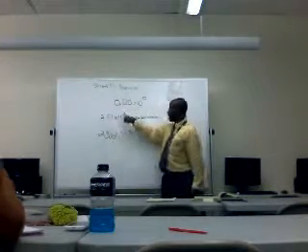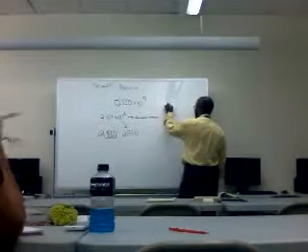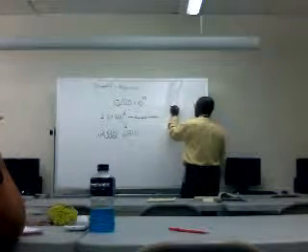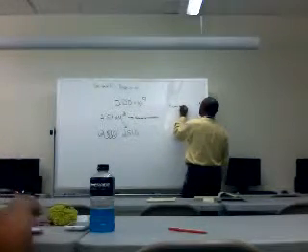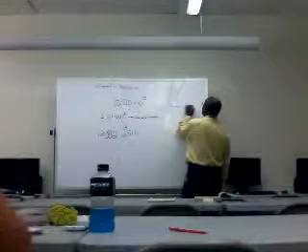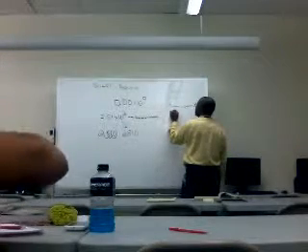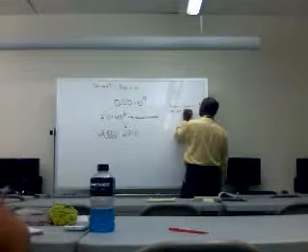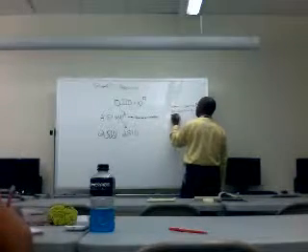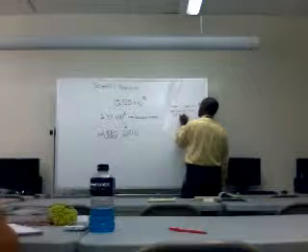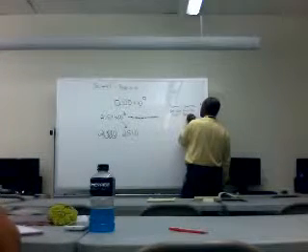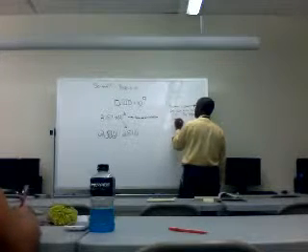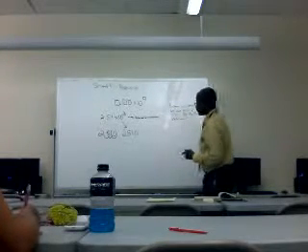So if this number is positive, so if the exponent, and this is called an exponent or a power, is positive, we move the decimal to the right. And that's for standard notation. Okay.